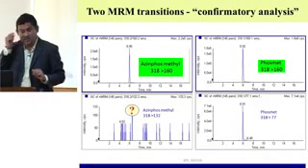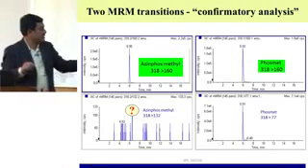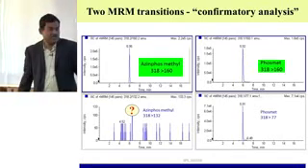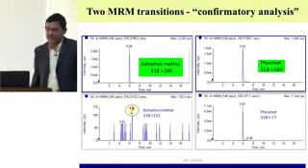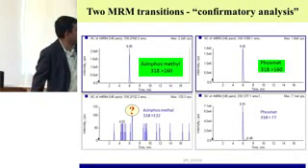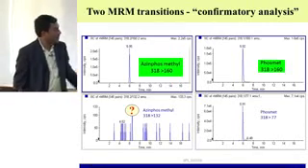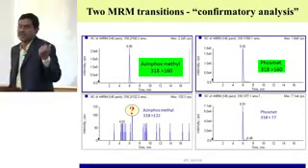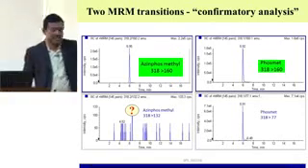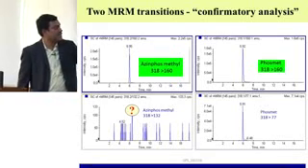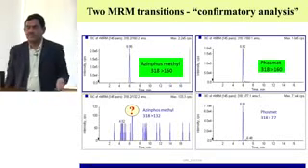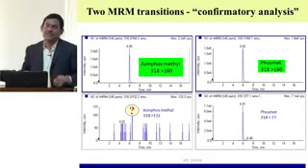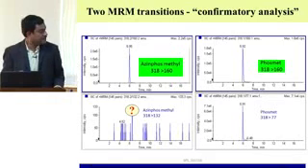Under such a situation, if you look at the second transition, this one 318 to 132, which we get by injecting the standard compound, you don't see it in this sample. But 318 to 77, which is a characteristic qualifier ion transition for phosphate, is detected. So here it is clearly established that this compound has to be phosphate and it is not azinphos methyl. So these are the ways by which you nullify the possibilities of false detection.